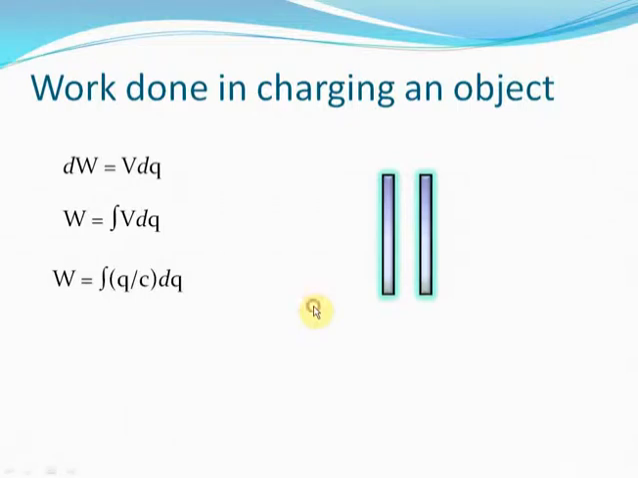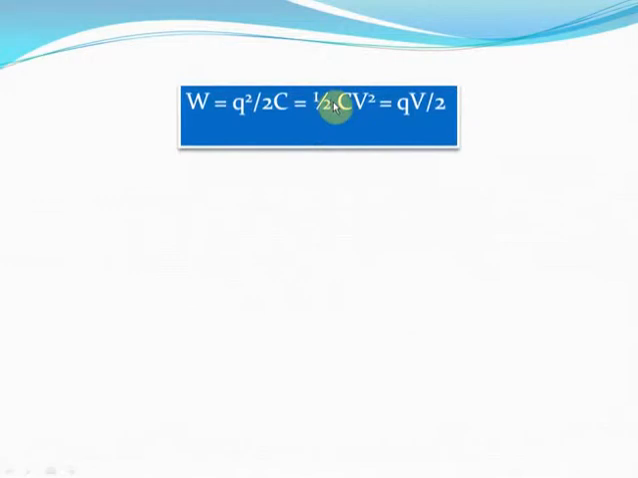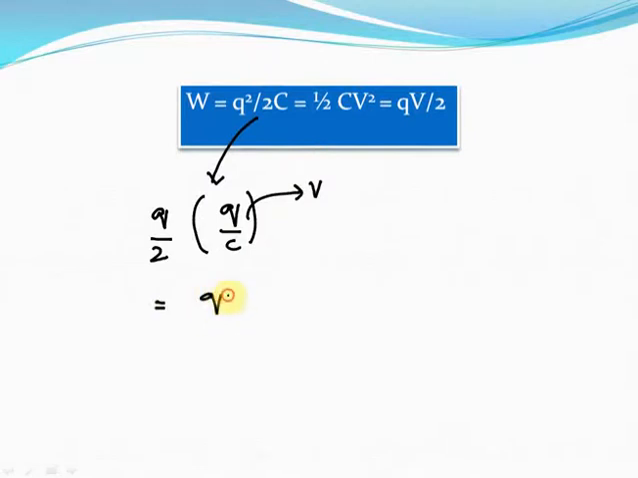And the value of the integral gives us the value of the total work done, that is Q square by 2C, isn't it? So Q square by 2C is the net work done in charging a capacitor from 0 charge to a charge Q, isn't it? Q square by 2C can also be written as half CV square or QV by 2. You see, in this term Q square by 2C, you can take out Q by 2 and have Q by C in the middle. Now Q by C can be replaced by V. So this term becomes QV by 2, which is the same as this term here.